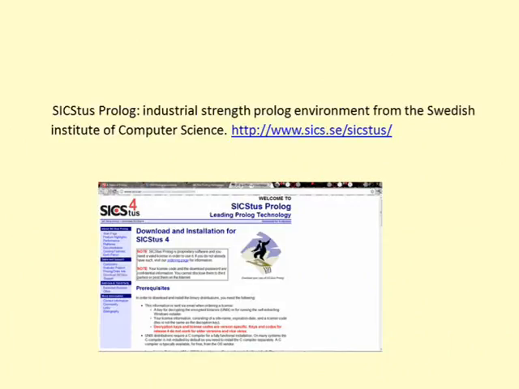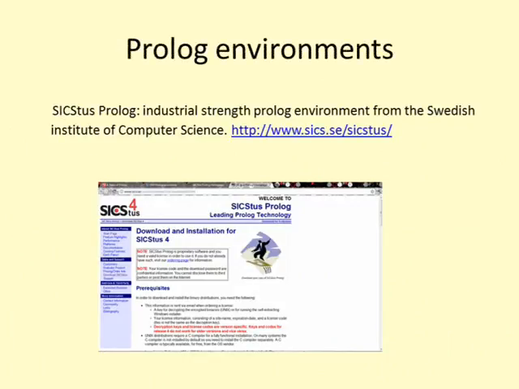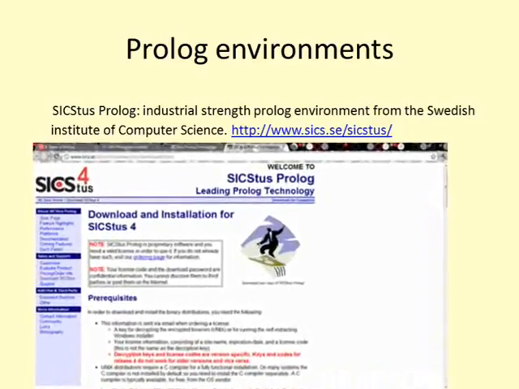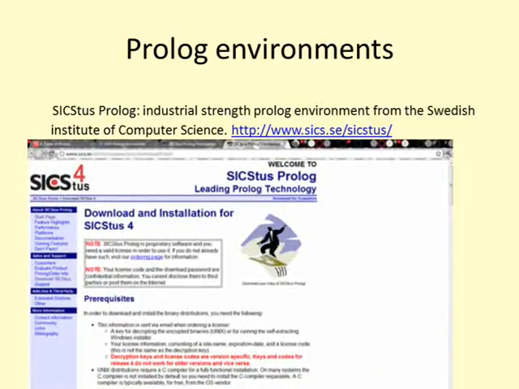SICStus Prolog is an industrial-strength Prolog environment from the Swedish Institute of Computer Science. SICStus is built around a high-performance Prolog engine that can use the full virtual memory space. SICStus Prolog is efficient and robust for large amounts of data and large applications.